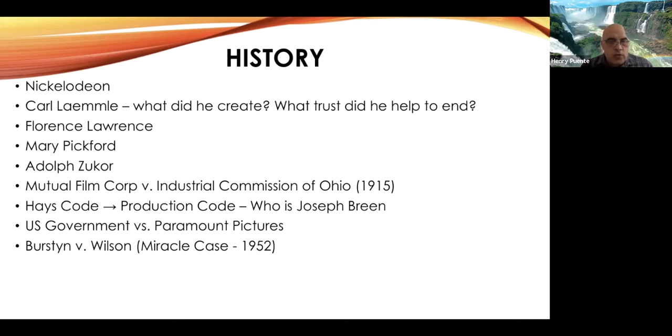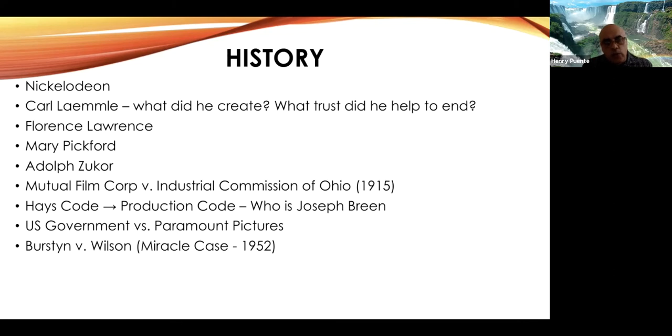And the Production Code was essentially some rules, things that you couldn't have in a movie. So, for instance, you could not have successful miscegenation. You couldn't say anything that was highly critical of religion, especially Christianity. You couldn't say things that were very critical of, let's say, the United States. And so these were some specific rules that were part of the Production Code.